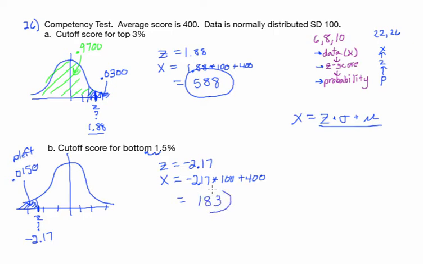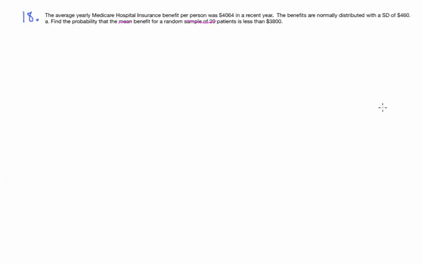A score lower than 183 will send you to summer school. The average yearly Medicare hospital insurance benefit per person was $4,064 in a recent year. The benefits are normally distributed with a standard deviation of 460.